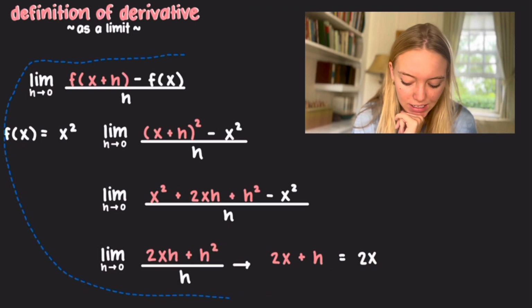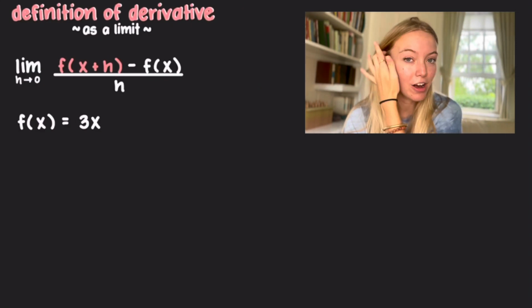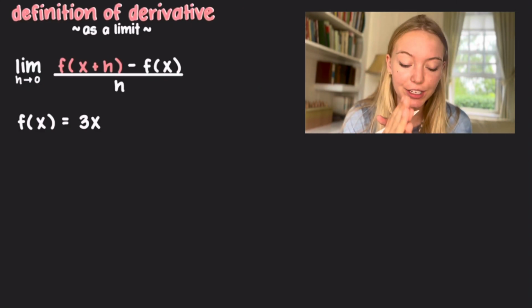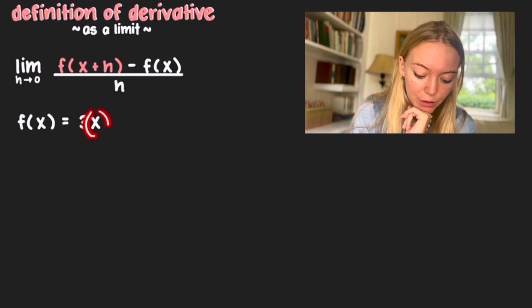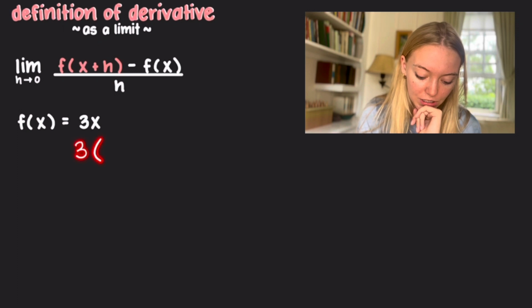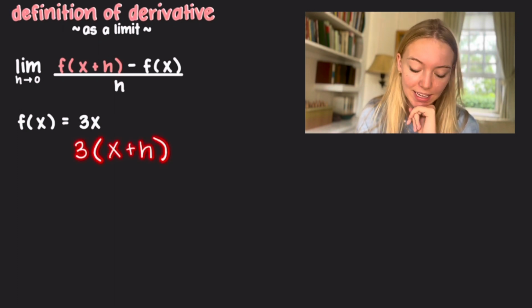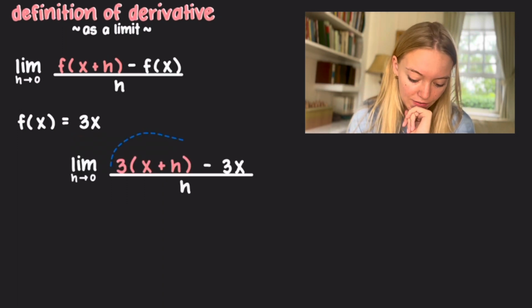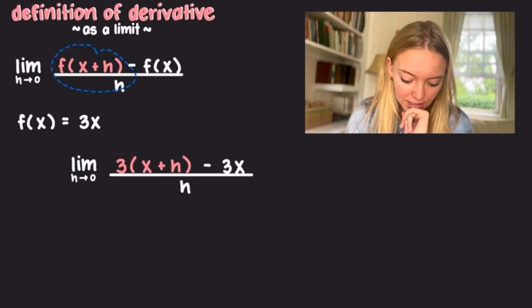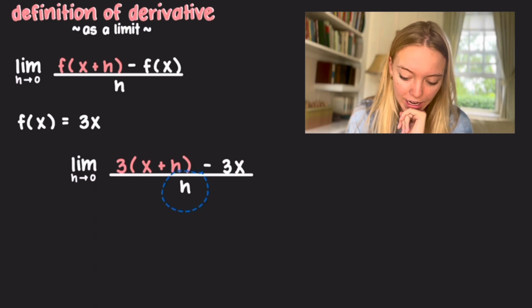Did that make any sense? Not really. Okay. Again, they're going to give you a function, and the first thing that you need to do is put parentheses around wherever there are x's, and then plug in this x plus h. So this is going to turn into 3 times the quantity x plus h. Plug and chug. 3 times x plus h is the f of x plus h, then minus f of x, which is just 3x, all over h.